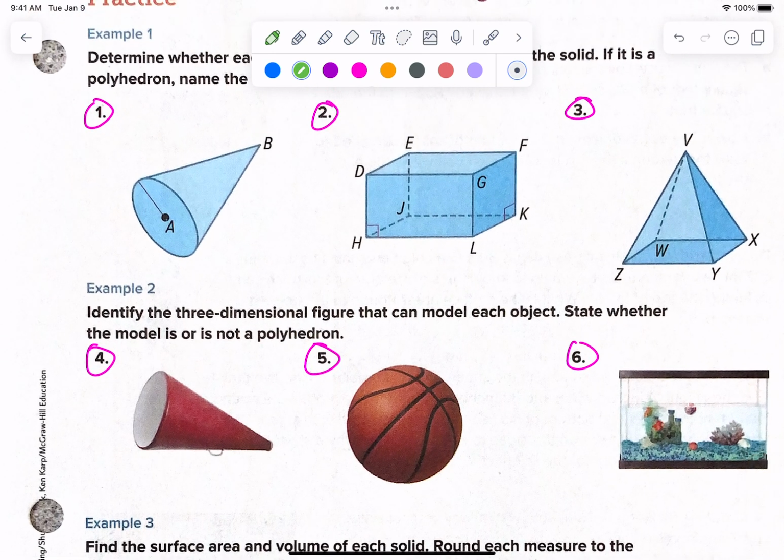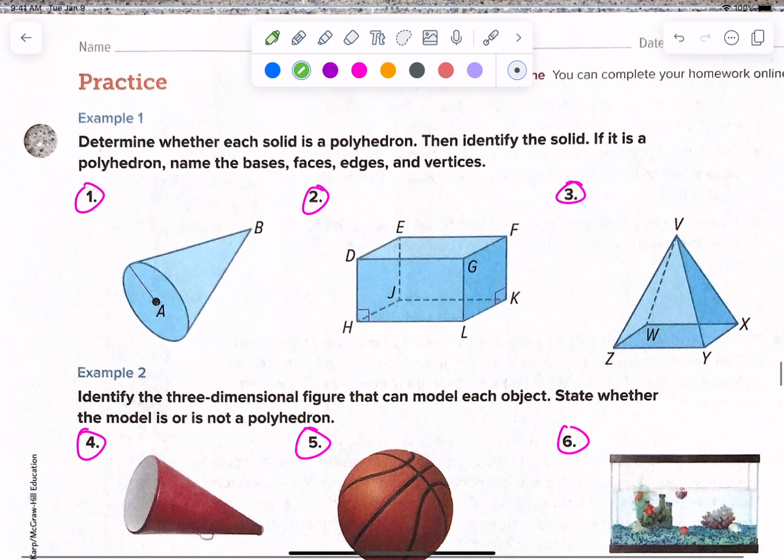But here's what I want you to do. Ready? 1, 2, and 3. They say identify if it's a polyhedron or not. Which one is not? Number 1, that one's not a polyhedron. So just put not a polyhedron. Do you have to identify the bases, faces, edges, vertices for him? No. You do for the other 2 though. Bases, faces, edges, vertices. Instead of telling me and naming them, just tell me how many there are.